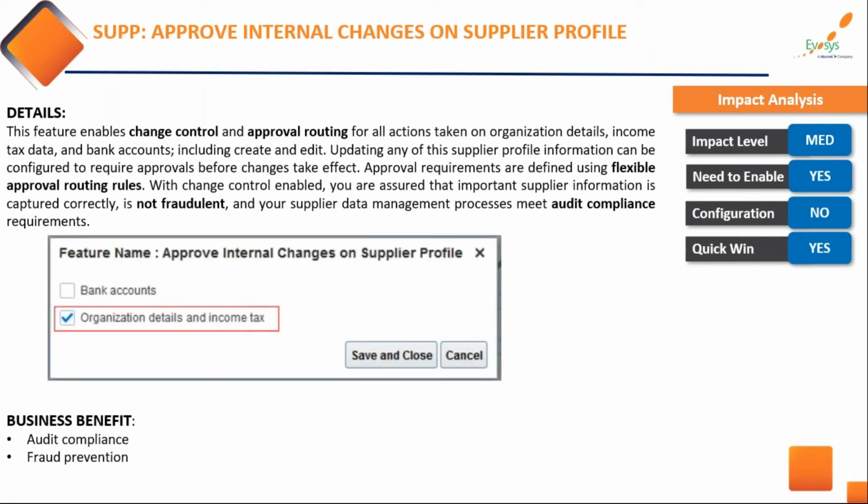Moving to the next would be the supplier profiling, where we now have an option of approving internal changes on the supplier profile. If there are certain changes, be it on the bank accounts, the organization details or the income tax data that has been updated by our internal process, we still would like to have some approval on it, which is now feasible. This helps us to make sure that we are not having any fraud, or even that we are fulfilling the audit compliance based on the processes which have been defined. This is an opt-in feature and does not require any specific configuration.